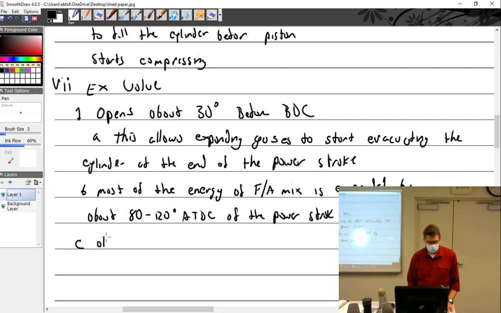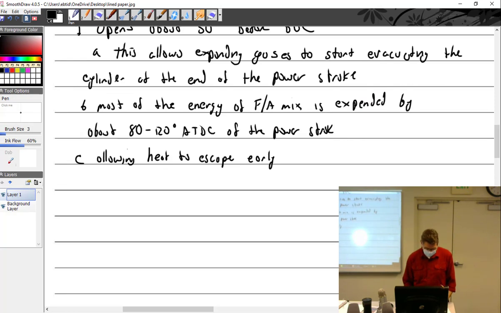So allowing heat to escape early, or escape as it's written, early. What movie is that from? You know the movie. Nemo, yeah.